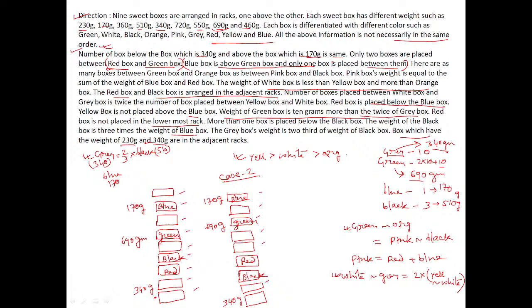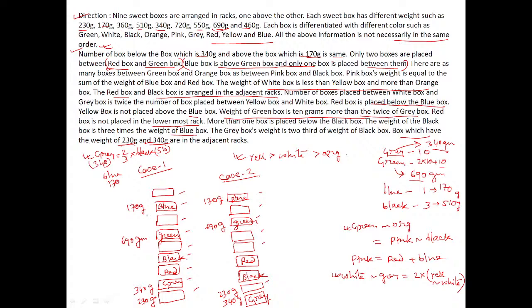Okay. So in case 1, 9 boxes are already settled, and in case 2, it's already there. Now we have to check both cases simultaneously. So 170, 340. So 340 is for gray. So this is gray, and here it's also gray. 170, and the final statement, 230 gram and 340 gram are adjacent racks. So this is 230, and here it's 230, right?